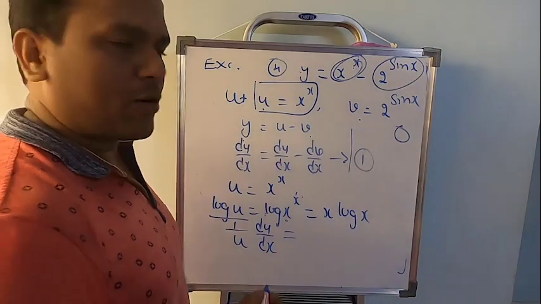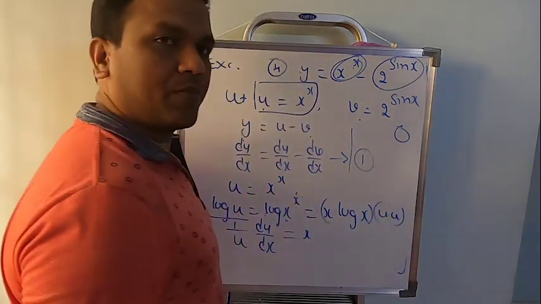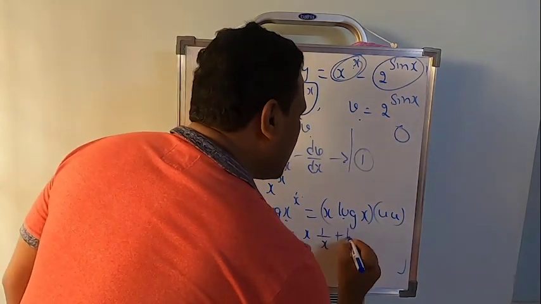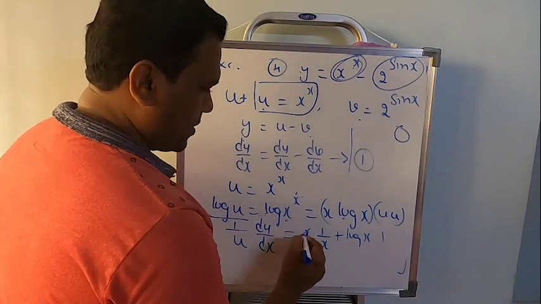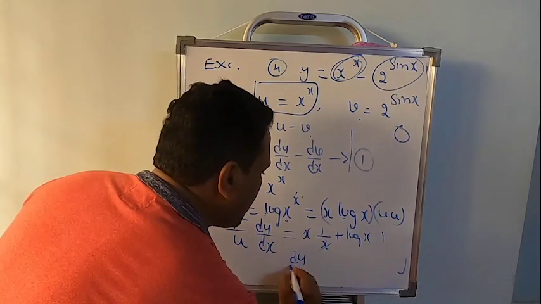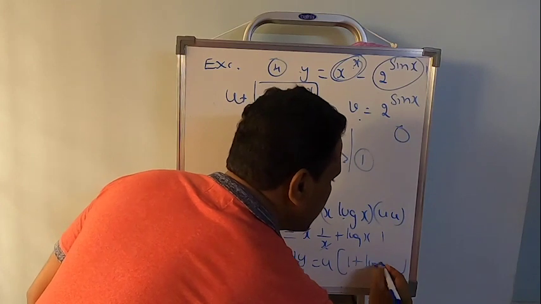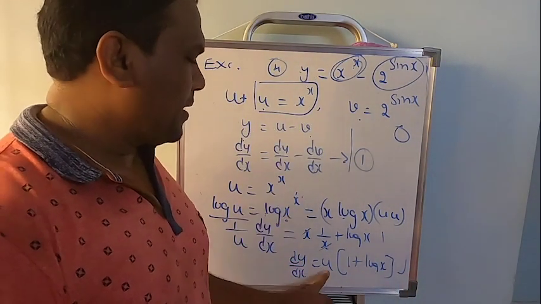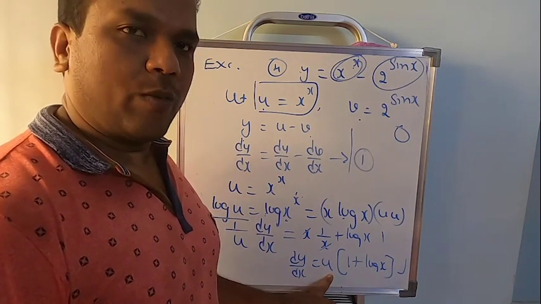For the right side, apply product rule. X multiplied by differentiation of log x, which is 1 by x, plus log x multiplied by differentiation of x, which will be 1. Eliminate here and shift u to the right side. So du by dx will be equal to u multiplied by 1 plus log x. What is the value of u? U is given by x power x. Please replace here. So this is the value of du by dx.